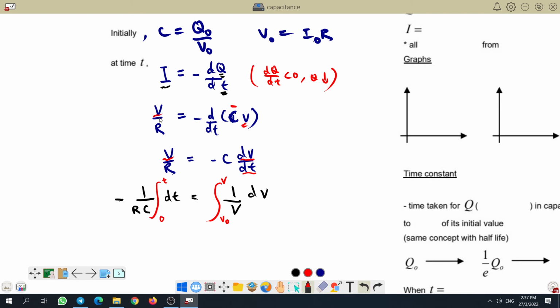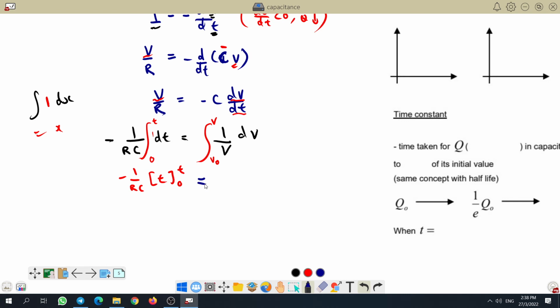Why do you want to put the V? Why don't we want to do dQ? Because that is what we can relate. Integrate dt means integrate dx, meaning integrate 1 dx even though we don't put 1 there. If you want to put back 1, integrate 1 dx equals x. So integrate dt gives t. So negative over RC, t from 0 to t, which is t minus 0, so it's t.